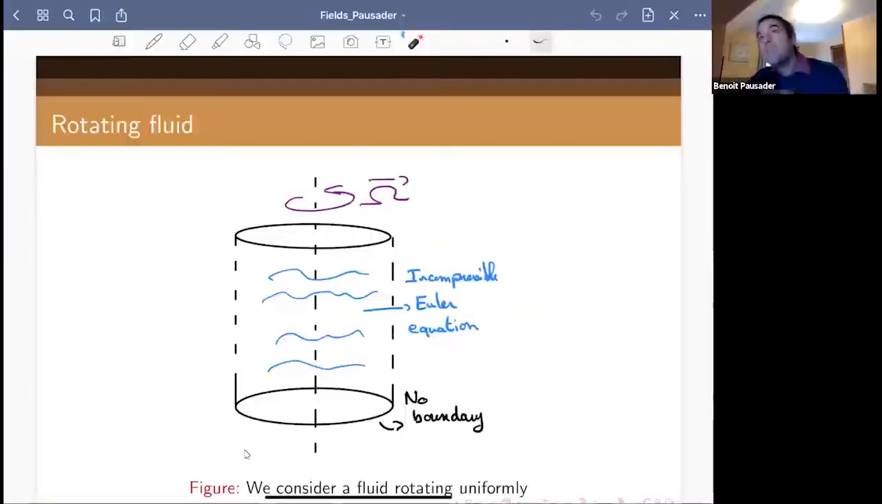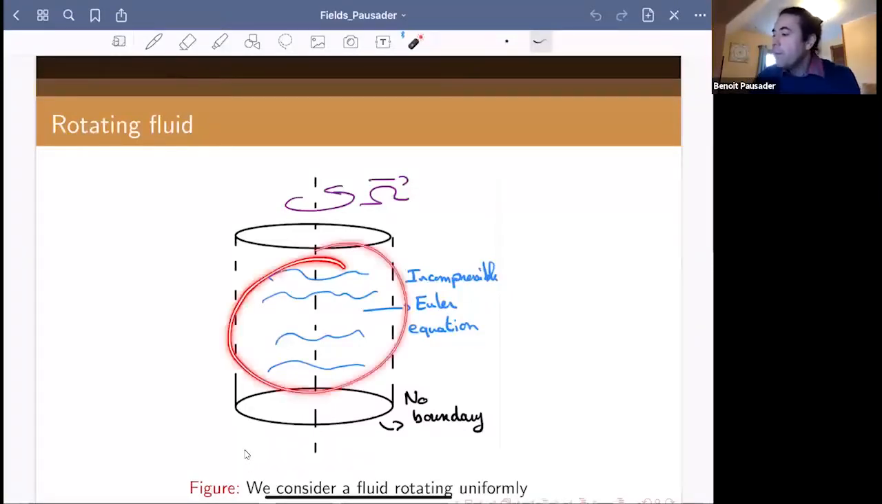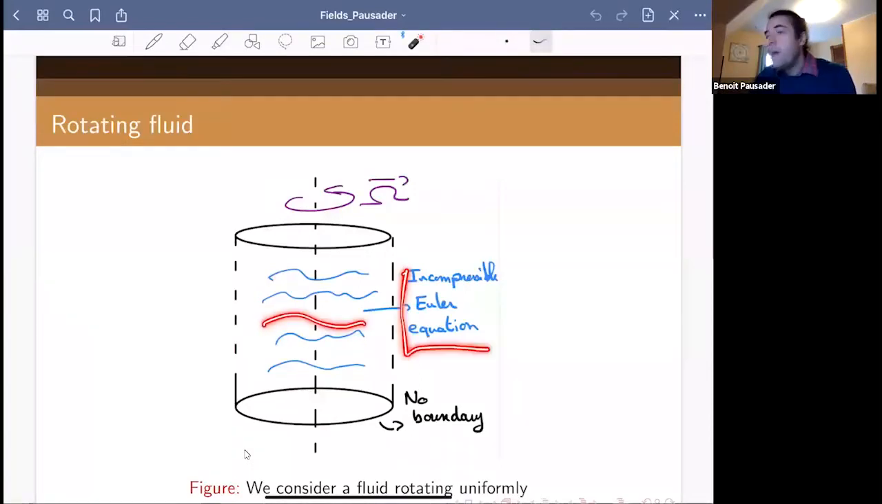And so just a few cartoons to really illustrate what we are considering. This is the picture that we want to think about. We have a container here with some fluid, and then we make this container rotate. And inside we have an incompressible, inviscid fluid, and we don't want any boundary conditions. As you can imagine, there are several ways to do this, and for us it would be to look at the case of the whole space.